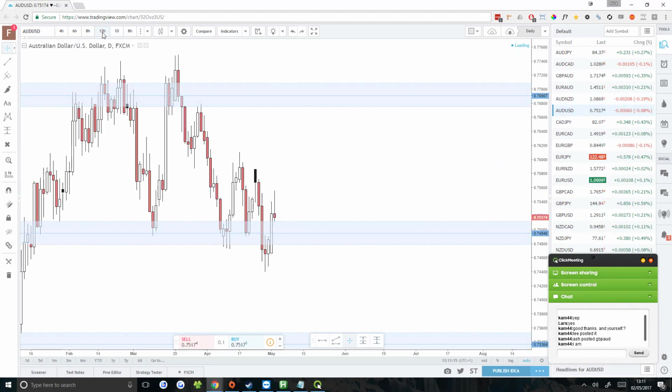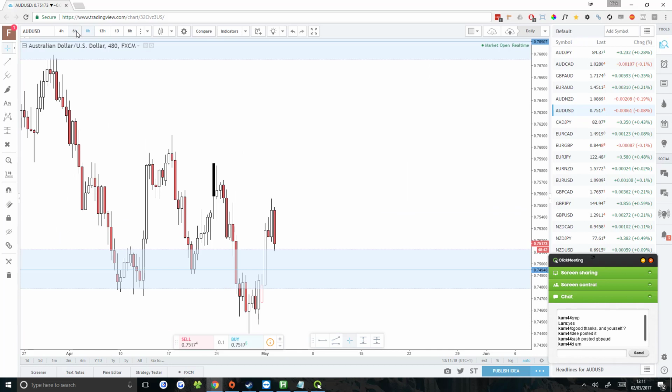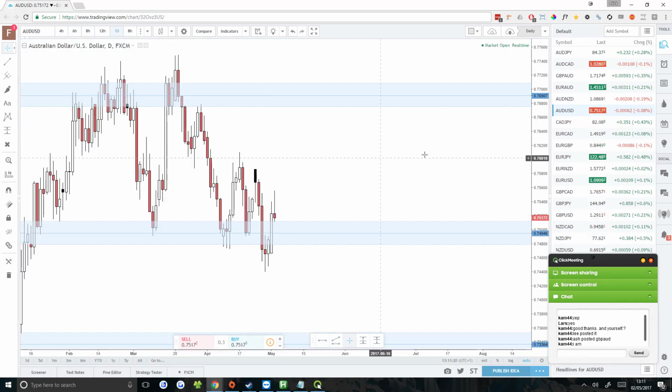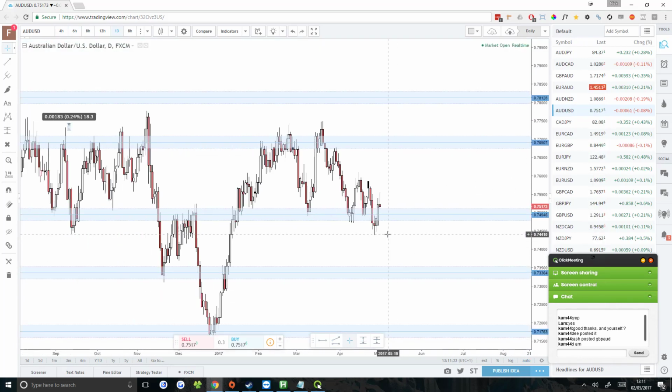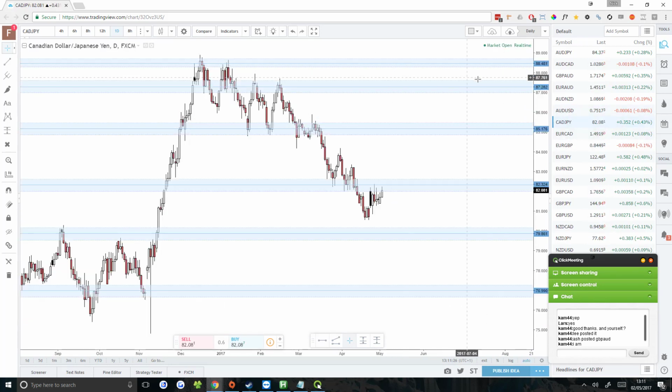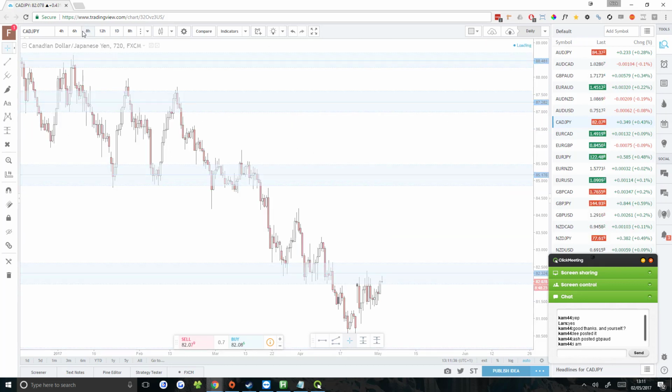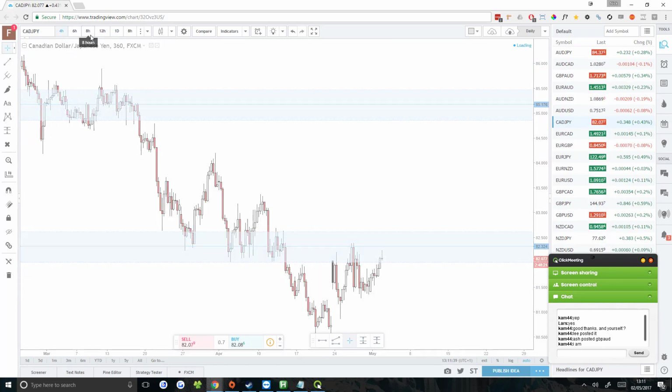All right, AUD USD. Yeah, nothing really happening on AUD USD. CAD JPY, it's trending down. It's broken below the support area. It's testing the support area, which is now acting as resistance. But there's nothing that I would really be too interested in trading right now.